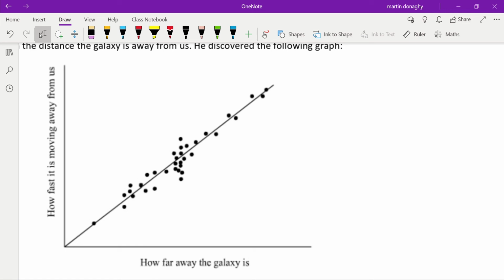Now, this is a really interesting graph, and we can draw some big conclusions from this, which we're going to look at later. But just like any graph we come across as a straight line graph through the origin, the first thing we conclude is the two things on the axes are directly proportional.